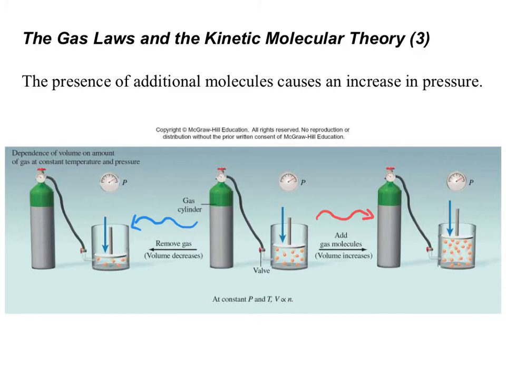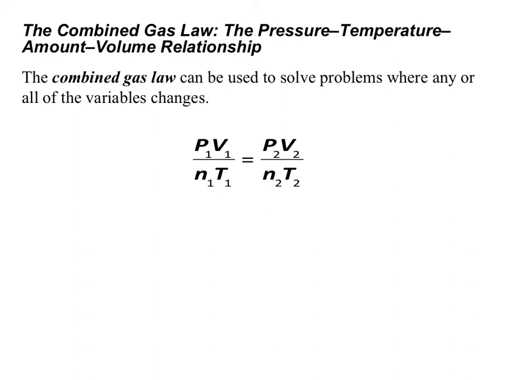All these factors can be combined into one equation. The combined gas law, the pressure, temperature, amount, volume relationship. The combined gas law can be used to solve problems where any or all of the variables change. This equation is P1 V1 over N1 T1 equals P2 V2 over N2 T2, where P is pressure, V is volume, N is the amount of your material, and T is your temperature. This is another standard equation of plug in the numbers and the answer pops out.